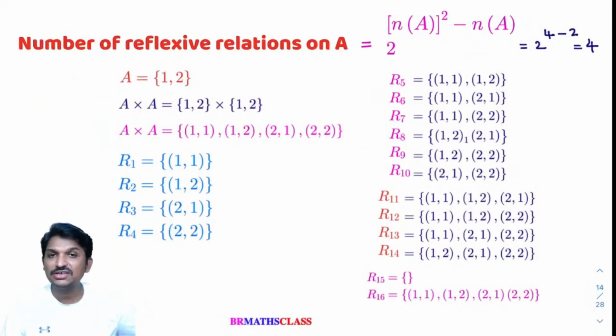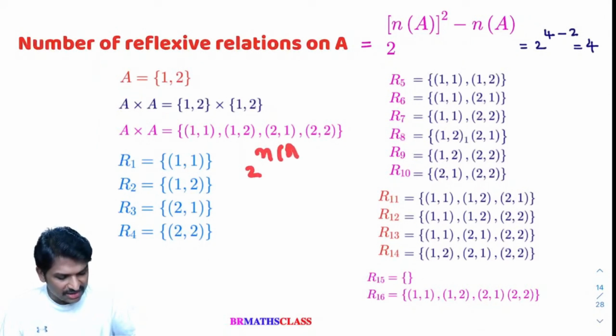Number of relations on A formula. Last class we learned the number of relations on set A formula. I am not saying reflexive relations. Number of relations on A formula is 2 power number of elements in A cross B.